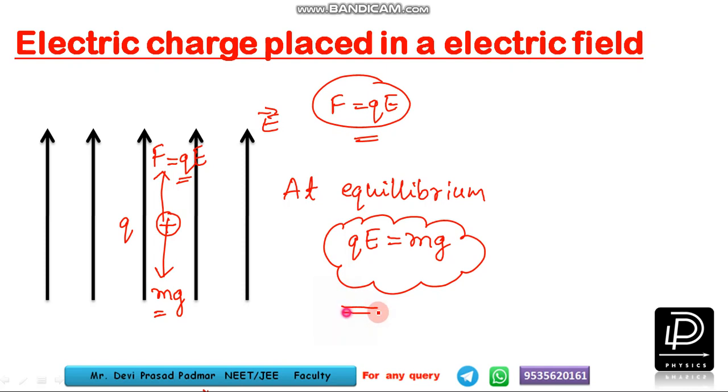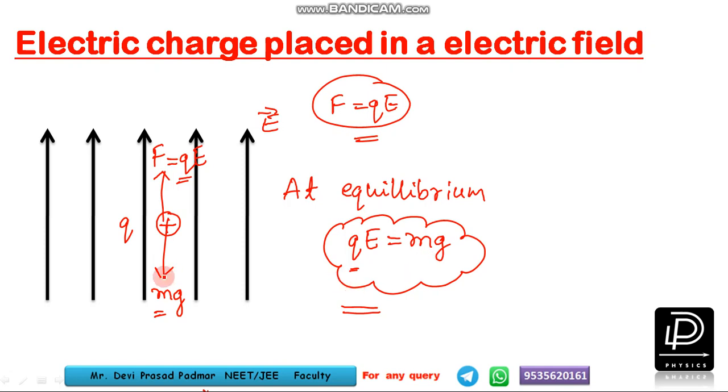So this is a very important concept. If you refer to previous year question papers of NEET, JEE or KCET, you will get some questions based on this concept. If the charge is at rest in an electric field, then we can say that the net force on that charge is zero, that is, QE must be equal to mg. From this you can calculate the required data. For example, if they ask you to calculate Q, you can rearrange for Q, or if they ask you to calculate mass, you can rearrange for mass, right?